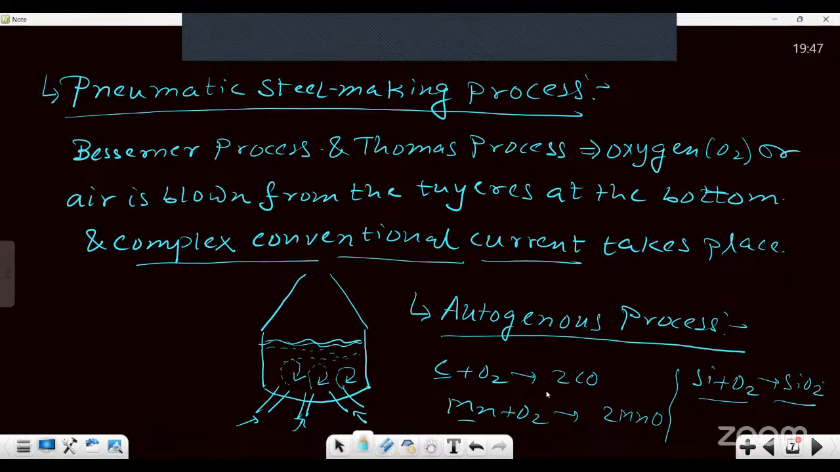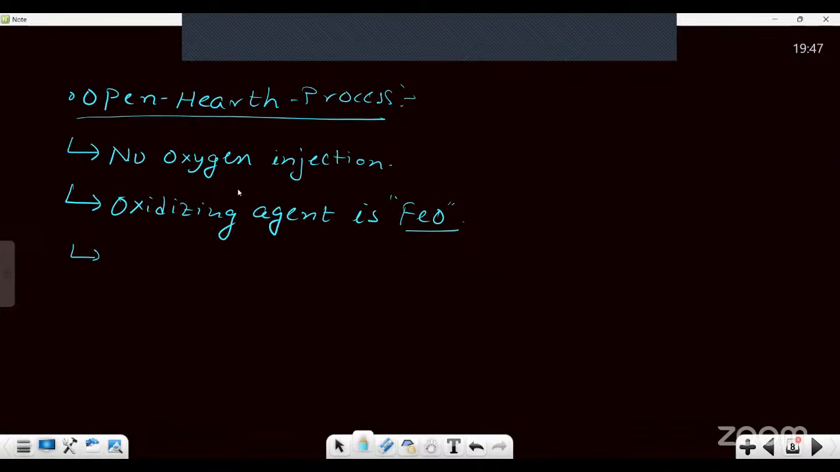So in the process a lot of heat is generated, which makes the process itself autogenous. But this kind of thing is not happening in the open hearth process. Why? In the open hearth process we are not using oxygen directly. Rather, we are using FeO as the oxidizing agent. And also there is very little bath agitation.